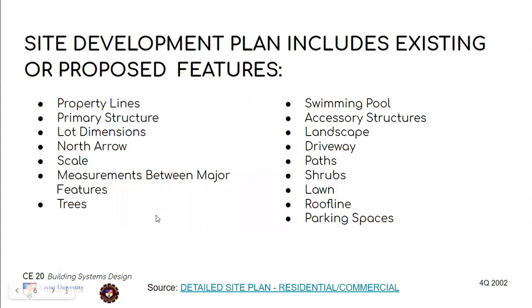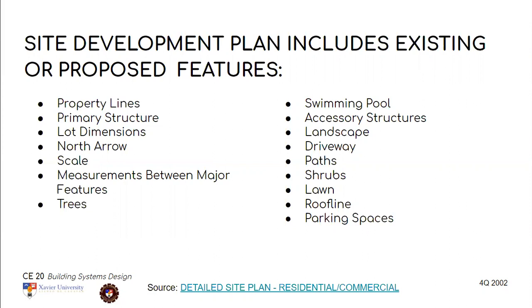In developing your site development plans, which are included in an architectural drawing plan, you need to include the following things. First is the property lines, which should come from your technical lot descriptions. Second, primary structures, which include fencing, orientation of the gate or access, and other infrastructures.